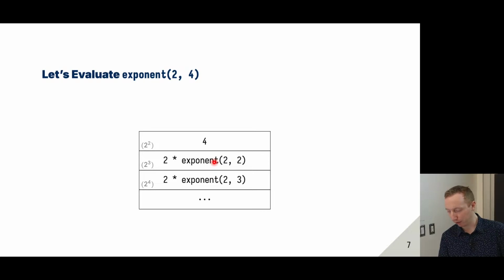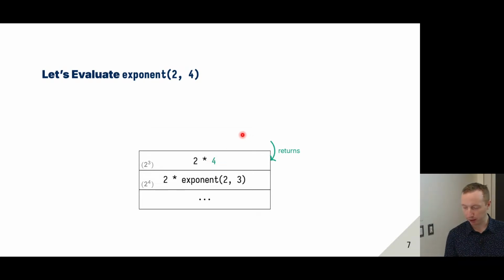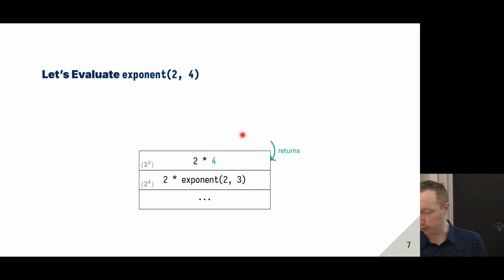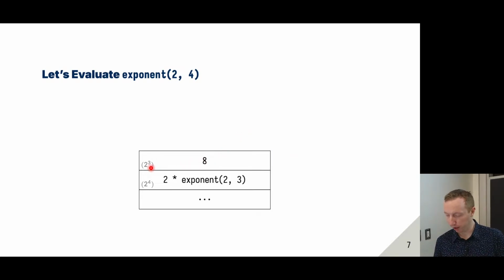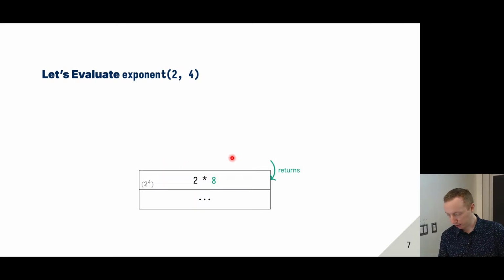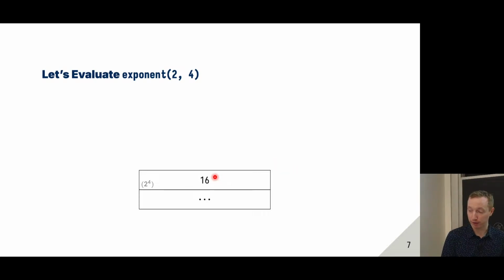And then it all kind of unravels, right? So now that 4 is returned, it gets a copy of it. Then we would do 2 times 4, which is equal to 8, which is thankfully 2 to the power of 3. And then here we would return 8. So we would get 2 times 8, and then finally we get our final answer, 16.